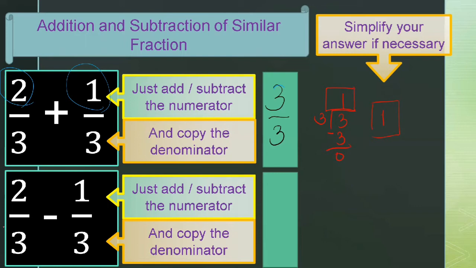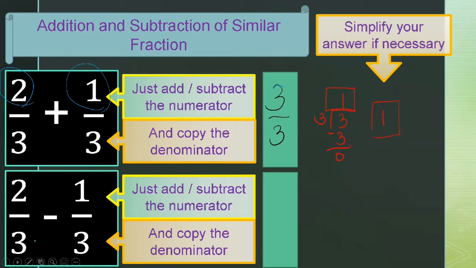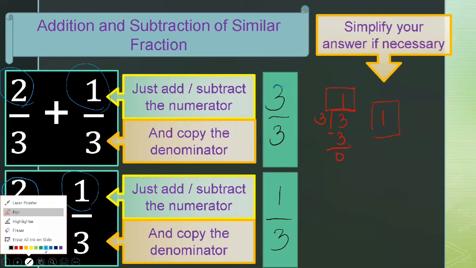Next example natin is subtraction of similar fractions. So, what are we going to do? Same process. We will add or subtract the numerators. Now, let's subtract: 2 minus 1 is equal to 1. And then put a fraction bar, and then copy the denominator, 3. Paano natin masisimplify ito? If you notice, pag proper fraction, we can simplify it by finding the common factor. Kung hahanapin natin yung common factor nila, ang magiging sagot pa rin natin is 1/3.